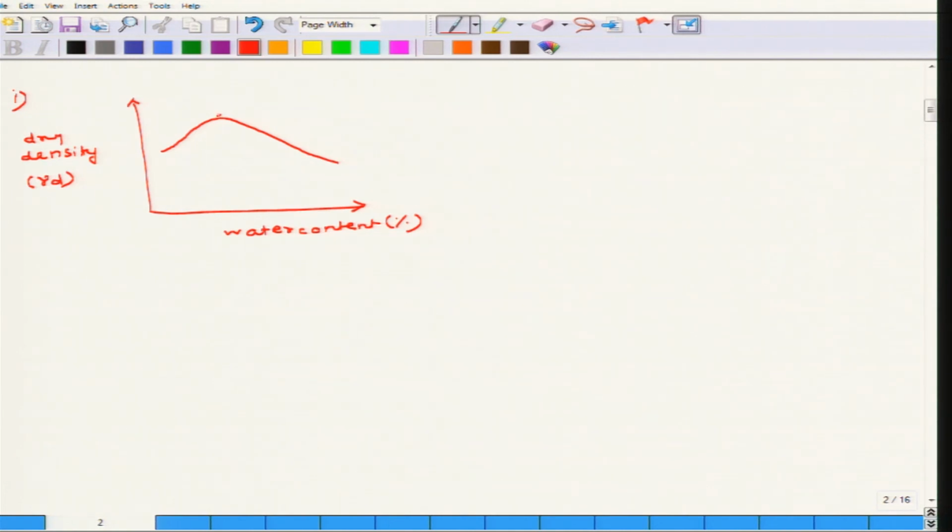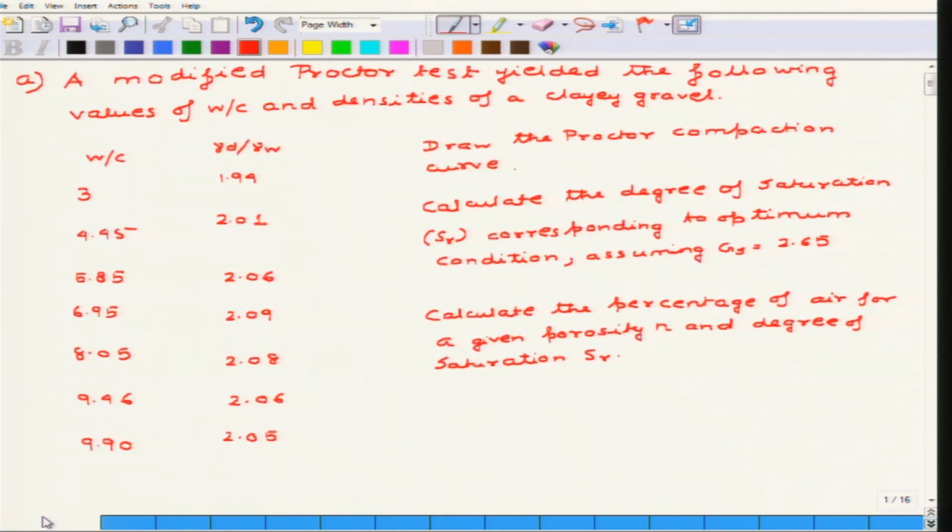So this point, the topmost point, corresponds to the OMC, or the optimal moisture content, and this also corresponds to the gamma D max, the maximum dry density. So basically it is found out that the gamma D by gamma W is actually equivalent to 2.09, and the optimum moisture content, or the OMC, is found out to be 7.5%. So after the first question we now move to the degree of saturation corresponding to the optimum condition. Now assuming GS equal to 2.65, how do you do that?